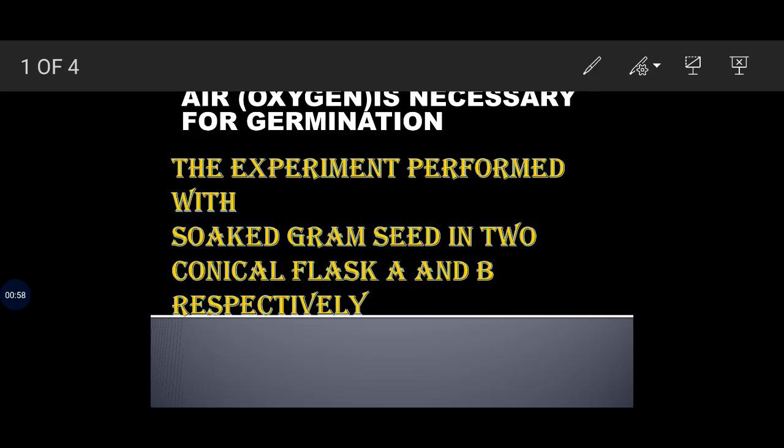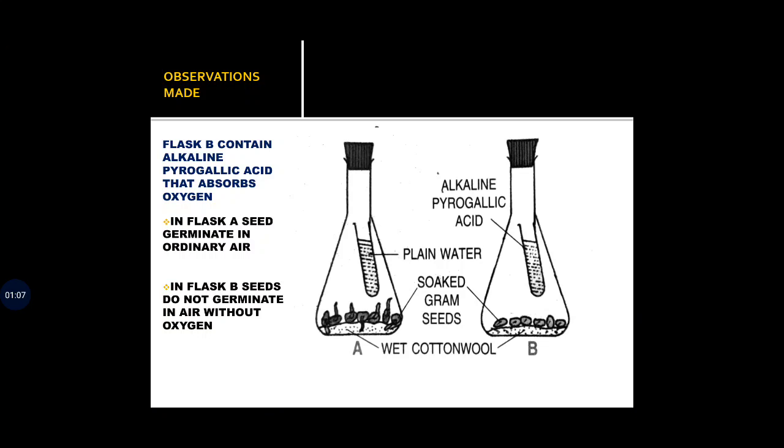So, this experiment has been performed with some soaked gram seeds taken into two conical flasks, A and B respectively. In this slide, you can see that there are two conical flasks, A and B. In conical flask A, you may see that the mouth of the flask is tightly stopped with a stopper and it contains plain water. And soaked gram seeds are present in both the flasks.